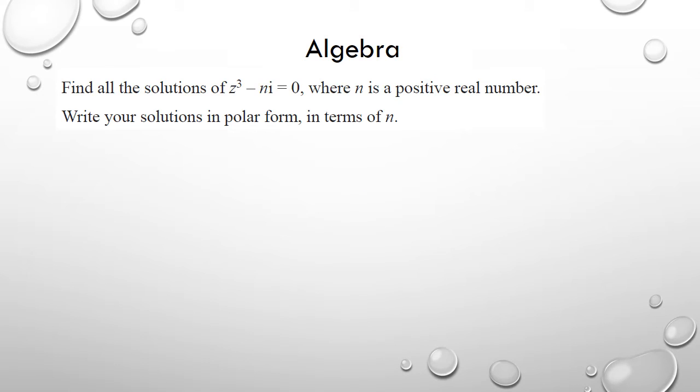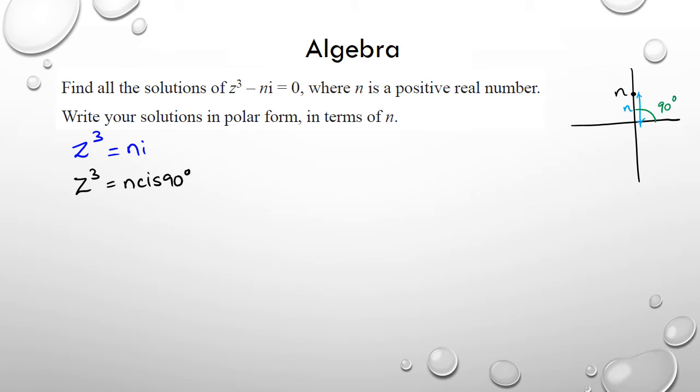Okay, so with this question, you've been asked to find complex roots. The first thing you want to do is rearrange z to the power of 3 by itself. So we can write this as z to the power of 3 equals ni. That's your first step. Second step is drawing this and putting this in polar form. If you have ni, it's going to look like this, where this is n, which means the modulus is going to be n, and the argument is going to be 90 degrees. So we can write this as z cubed equals n cis 90 degrees.